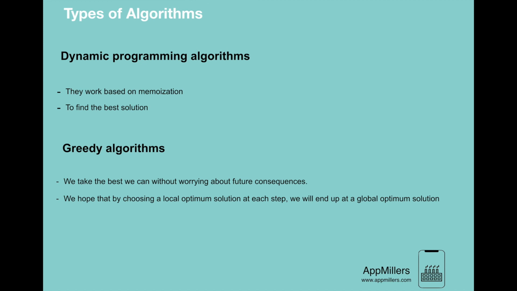And the next type is the brute force algorithm. It simply tries all possibilities until a satisfactory solution is found. For instance, finding the best path between two locations.